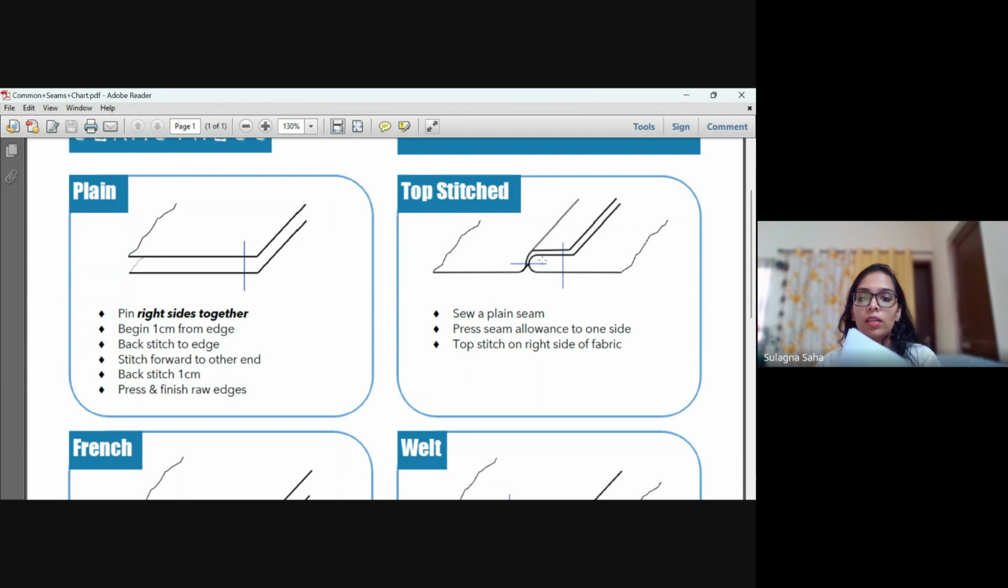Okay. If you do not have a machine, you can hand stitch it also. It's all the same. You can just place wrong side to wrong side, and you can mark it.